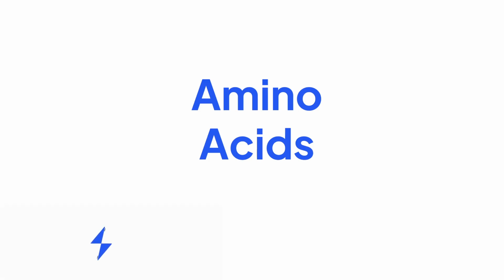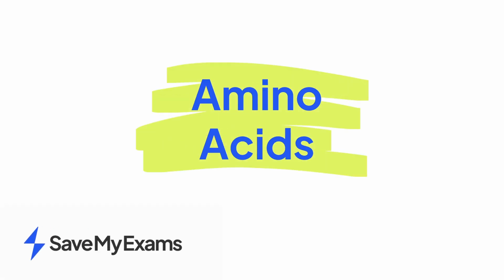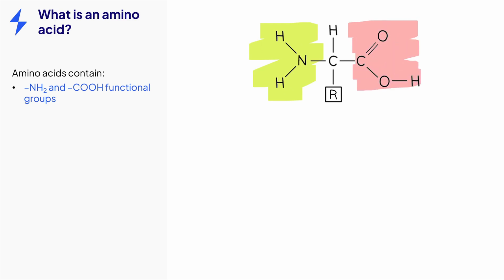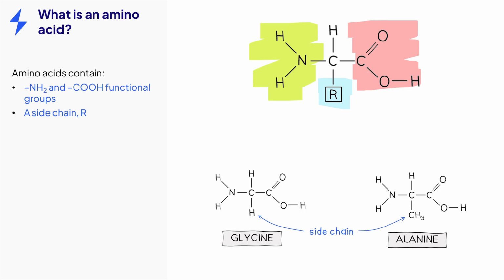This video is on the topic of amino acids. Amino acids are small molecules which contain two different functional groups, NH₂ and COOH. The R represents a side chain and is different in each amino acid. There are 20 common amino acids, 2 of which are shown here.